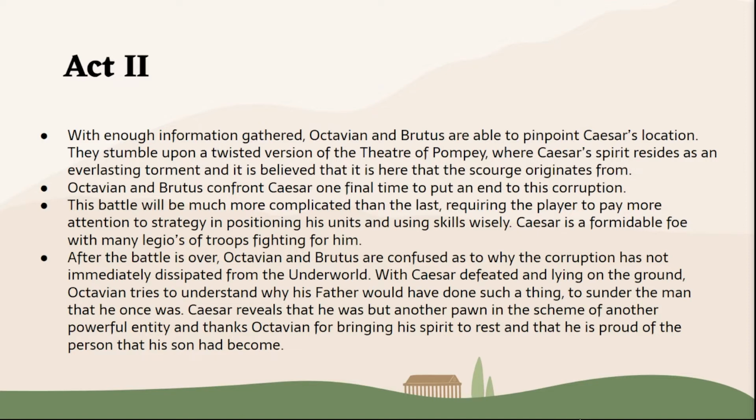So once the battle is over, the scourge does not cease immediately, but rather it lingers. Brutus is confused and is unable to ascertain why this is happening. However, Octavian is more concerned with trying to understand why his father became a tyrant in the underworld. In doing so, he learns from Caesar's dying form that Caesar was just a pawn in the scheme of another powerful entity. And Caesar thanks Octavian and Brutus for freeing him from his torment, and says that he is proud of the person Octavian has become.